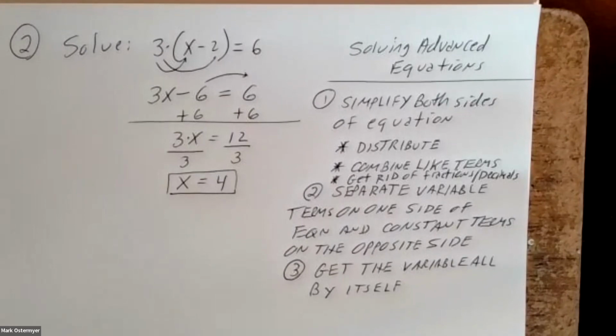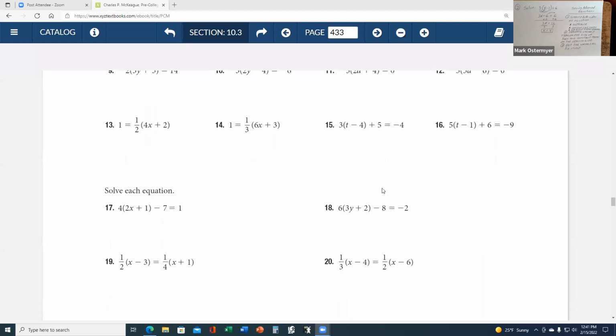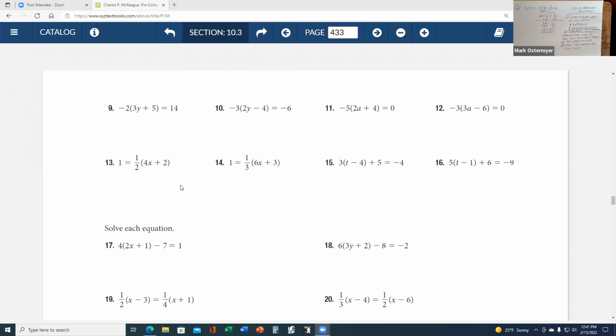All right, let's go back and see if we can dig up another equation to solve here. All right, let's drop on down to one like number 14 here. So we want to try to solve 1 is equal to 1/3 times 6x plus 3. So we're going to try to do number 14.